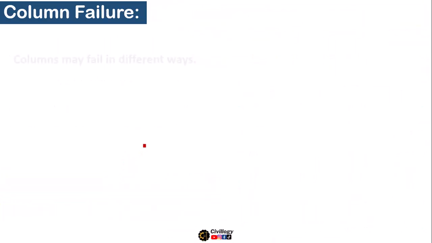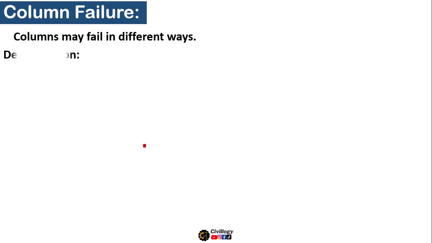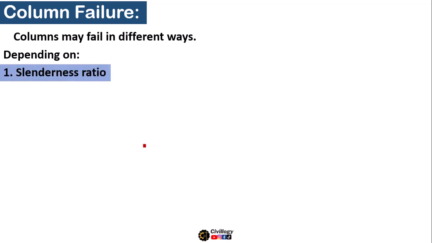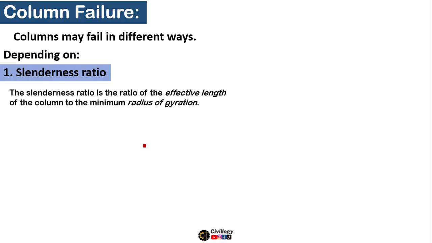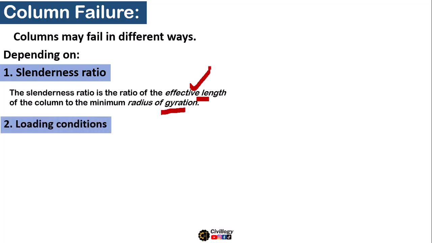Column failure: a column may fail in different ways depending on the slenderness ratio. What is the slenderness ratio? It is the ratio of the effective length of the column to the minimum radius of gyration. These are two different topics, and it is a very lengthy discussion. I have already made a detailed video; you can click on the i button to watch it, or watch it later. The link is given in the description. So the failure depends upon the slenderness ratio and loading conditions.